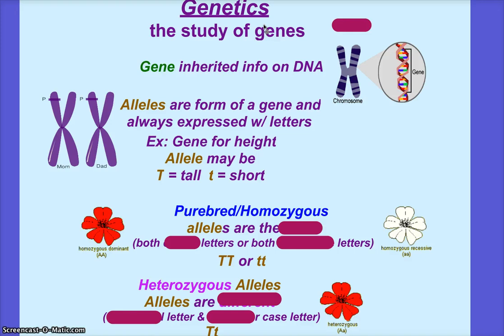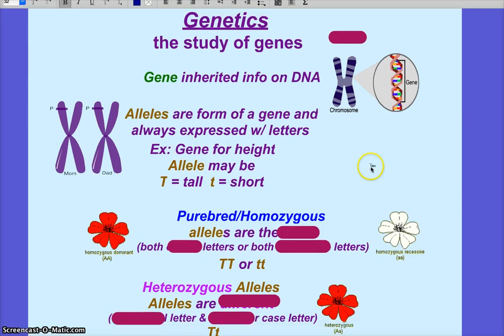The first thing I want you to know is, for every gene, there is a pair of alleles. So alleles basically is the way we express genes, and we express them with letters, okay? So gene pairs are expressed in letters, or allele pairs that represent genes are expressed in letters.